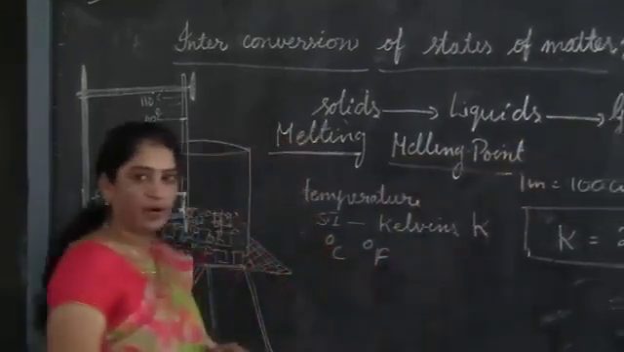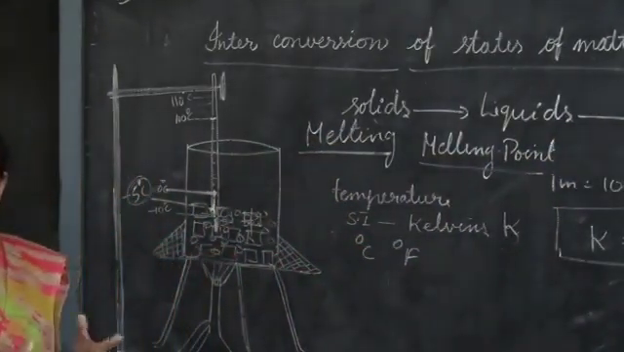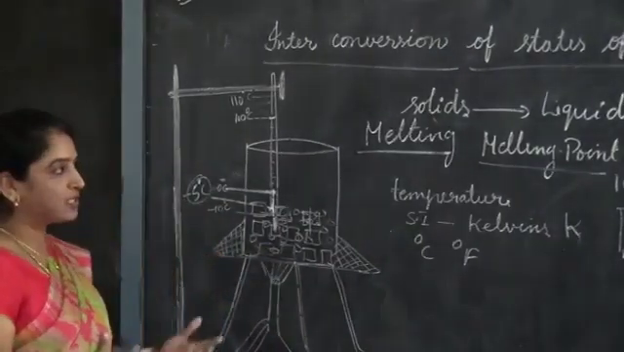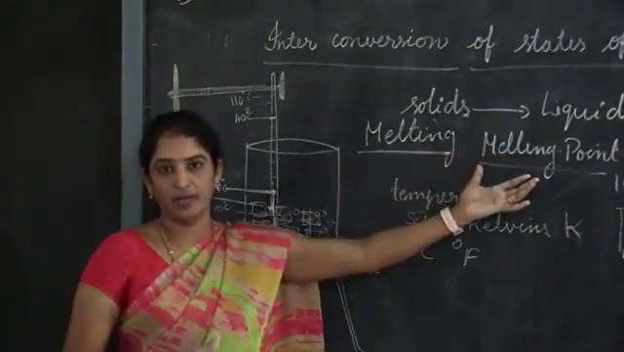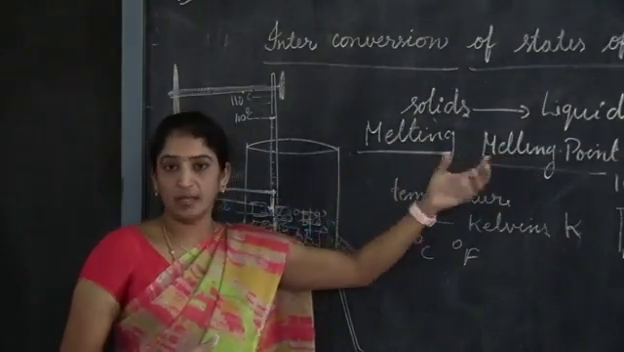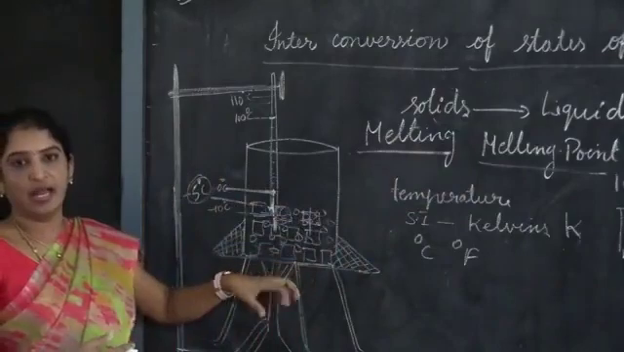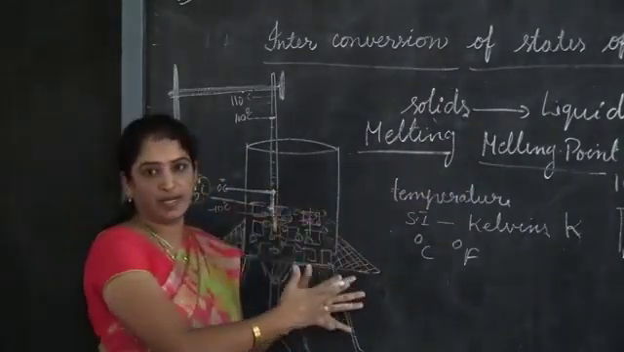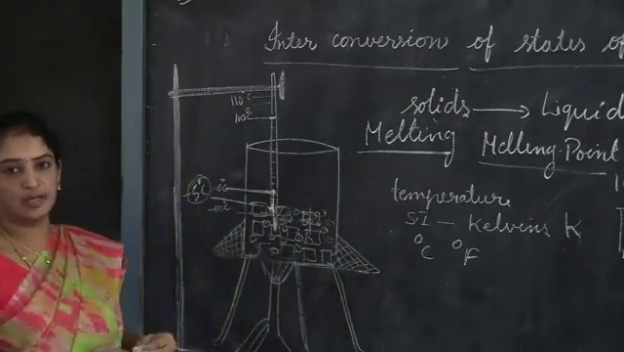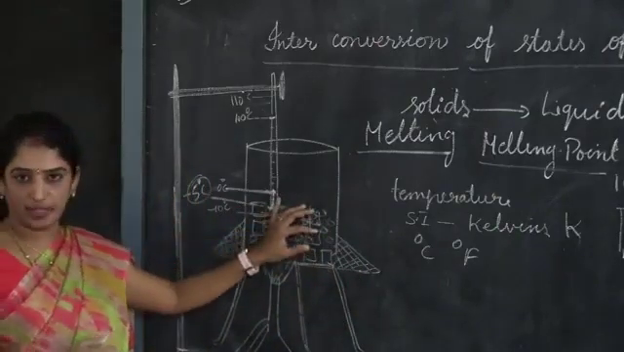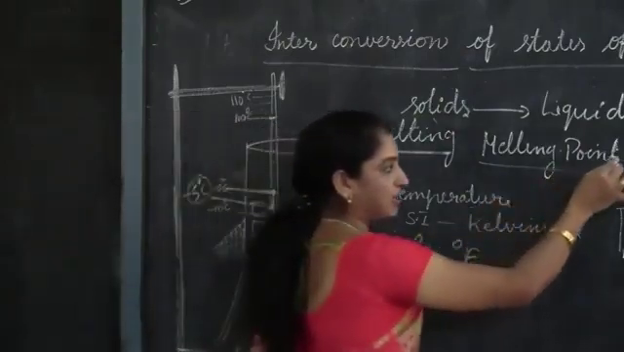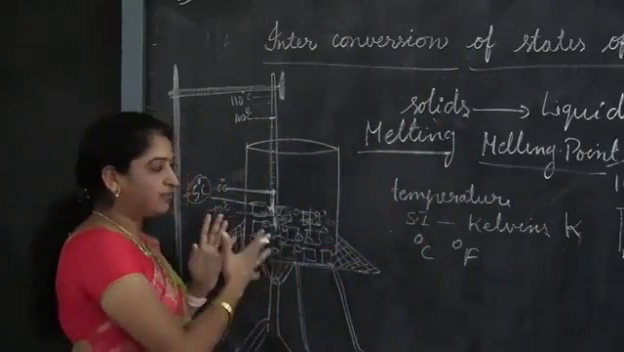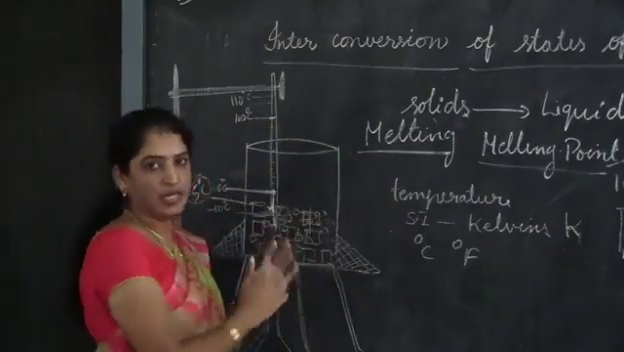What is melting point? Is it same for all the substances or does it vary from substance to substance? So first know what is melting point. Melting point means the point of temperature at which a solid can be converted into liquid at atmospheric pressure. Melting point is nothing but the point of temperature at what temperature the solid form can be converted into liquid form.